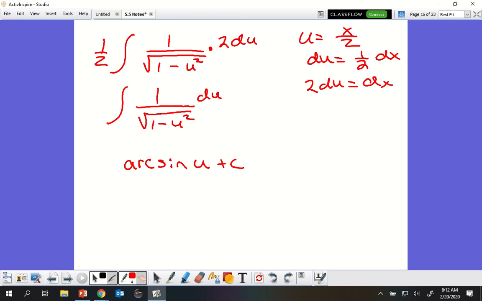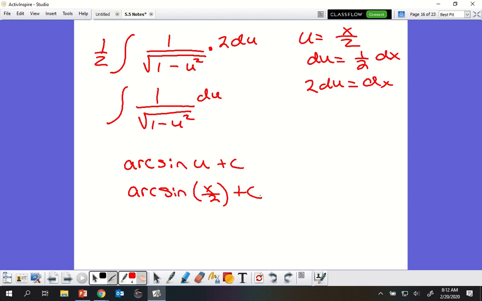All right, and from there, what do I have to remember? Plug it back in. So, need to go ahead and plug back in. So, it's going to give me arc sine of x over 2 plus c.